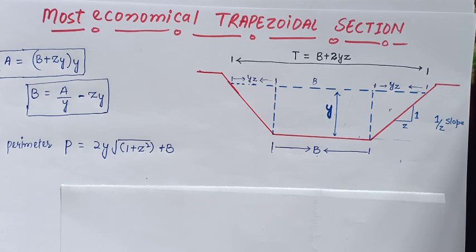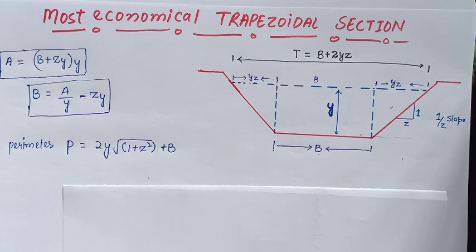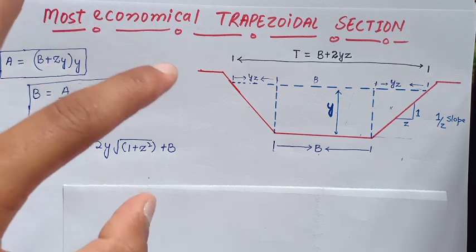Our today's topic is the most economical trapezoidal section. In the earlier video we discussed the most economical rectangular section. We found the conditions for the most economical section of a rectangular section. So today's topic is the most economical trapezoidal section.